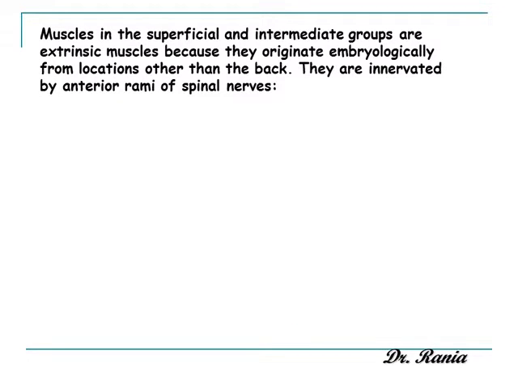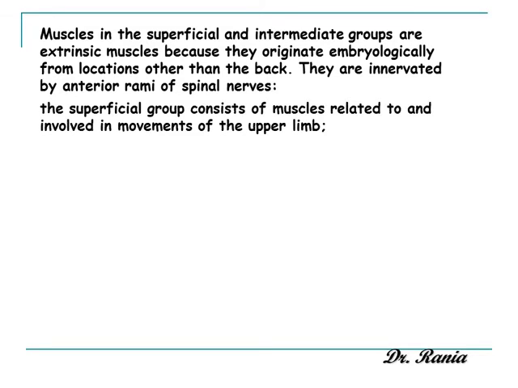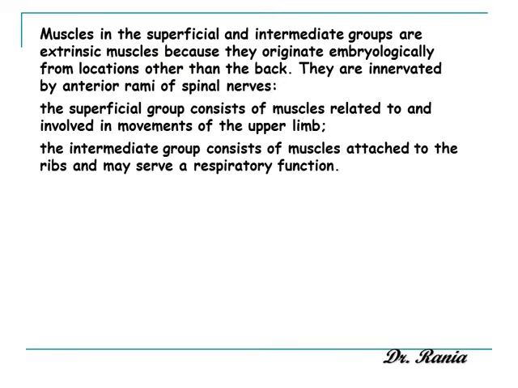Regarding the superficial and the intermediate groups, they are extrinsic muscles of the back. They originate embryologically from other locations different from the back. That's why they are innervated by the ventral primary rami of the spinal nerves. The superficial ones are muscles related to the upper limb, and the intermediate ones are muscles related to the ribs. So the superficial ones are involved in movement of the upper limb, however, the intermediate ones are involved in respiratory function.